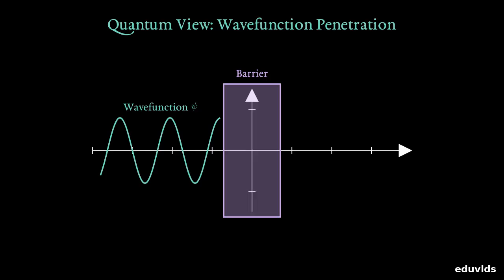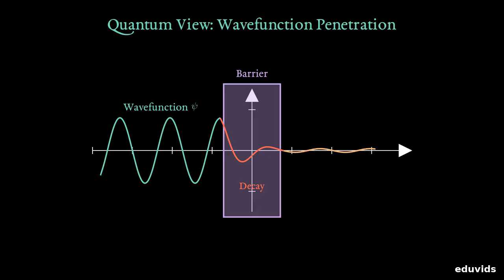When this quantum wave approaches a barrier that it supposedly lacks the energy to cross, something strange happens. The wave does not just hit the wall and stop dead in its tracks. Instead, it seeps right into the barrier, fading away smoothly as it goes deeper inside. This fading process is known as exponential decay, which means the wave amplitude drops rapidly but never instantly hits zero.